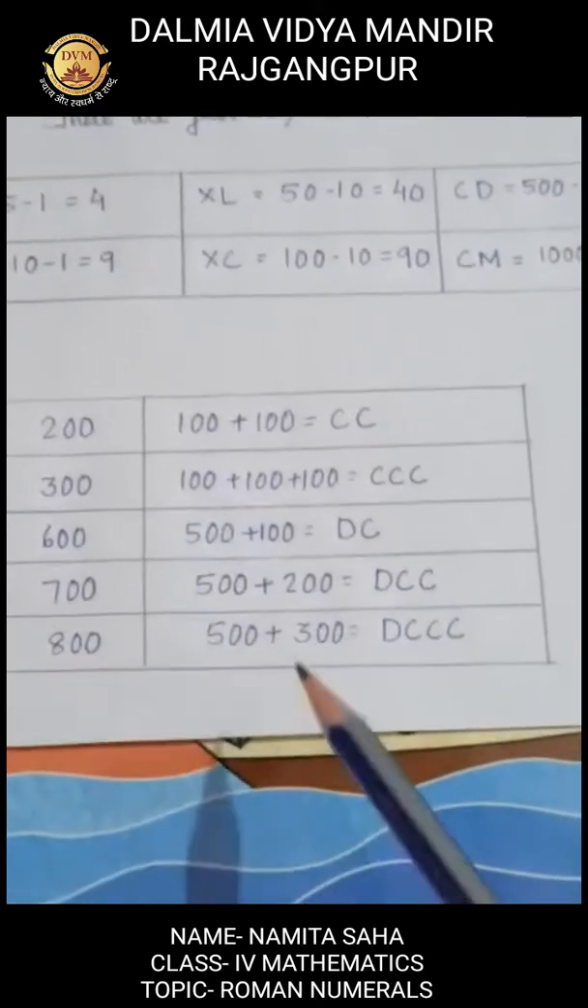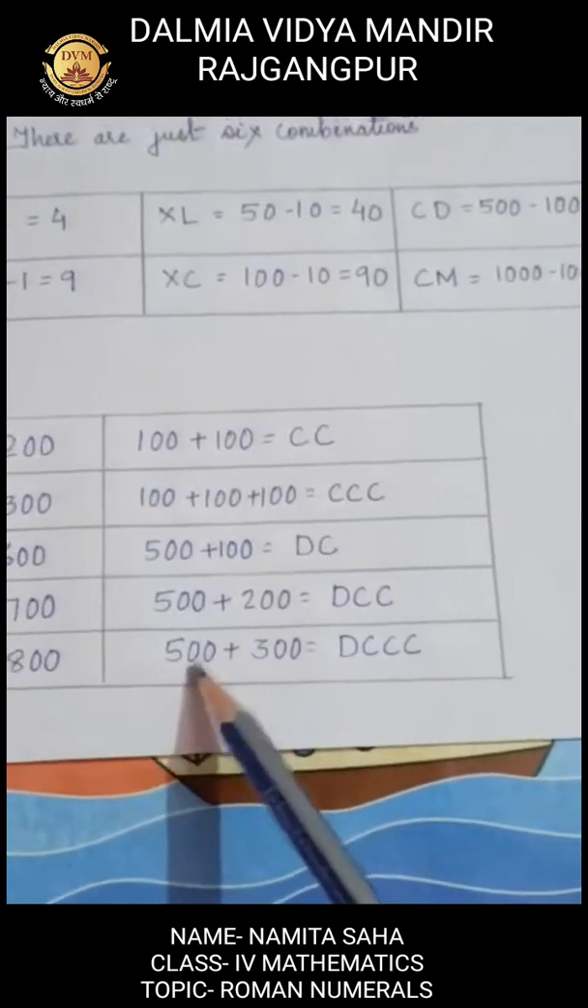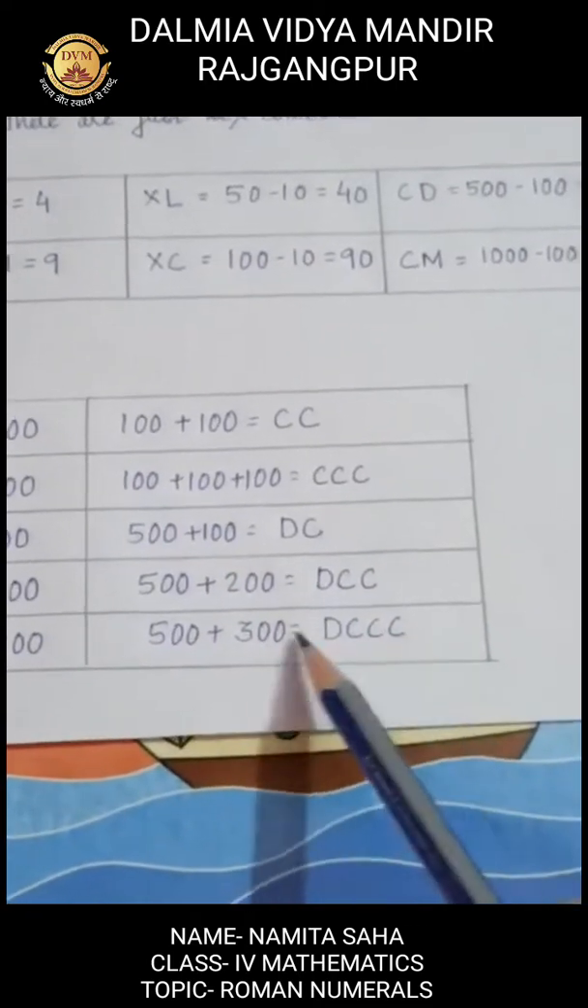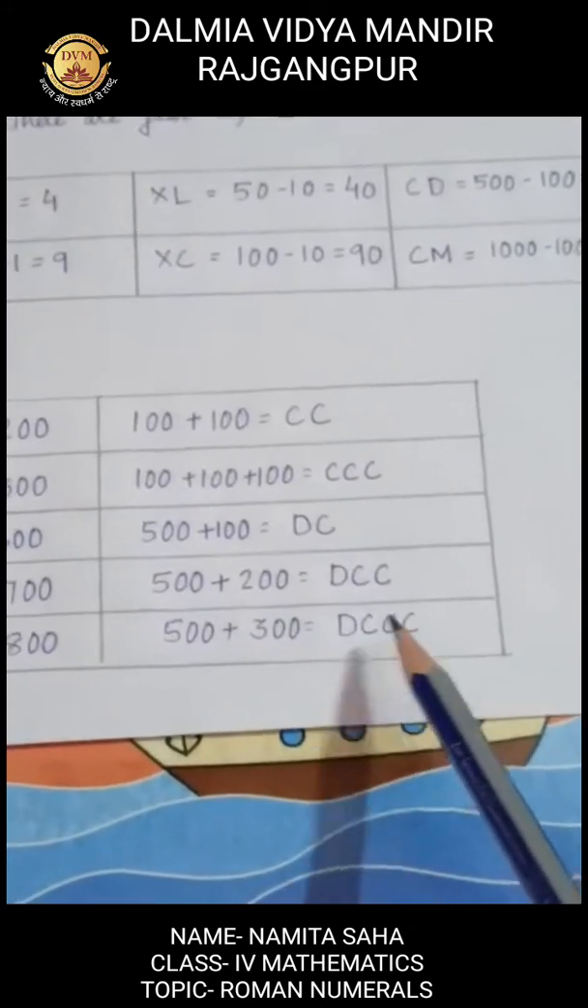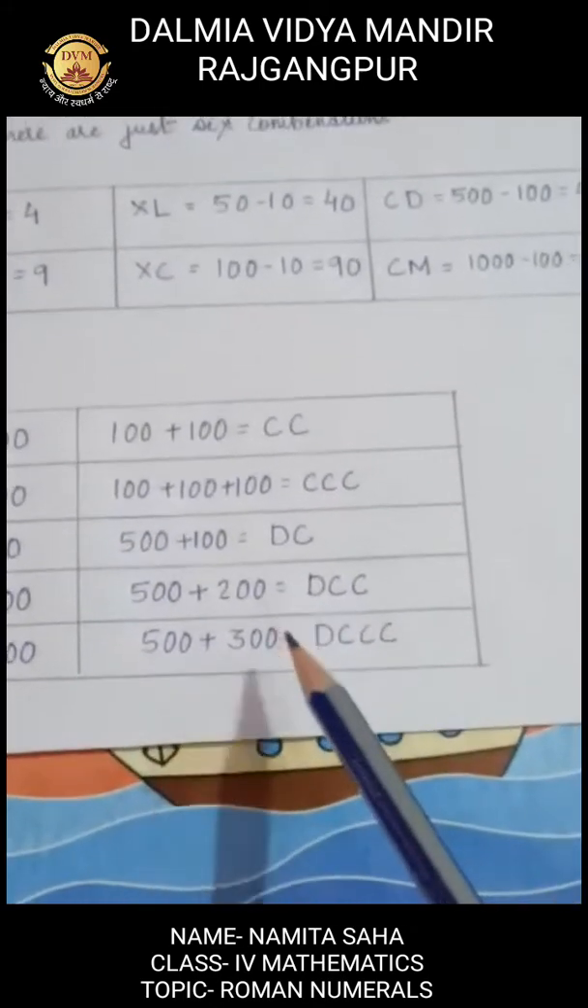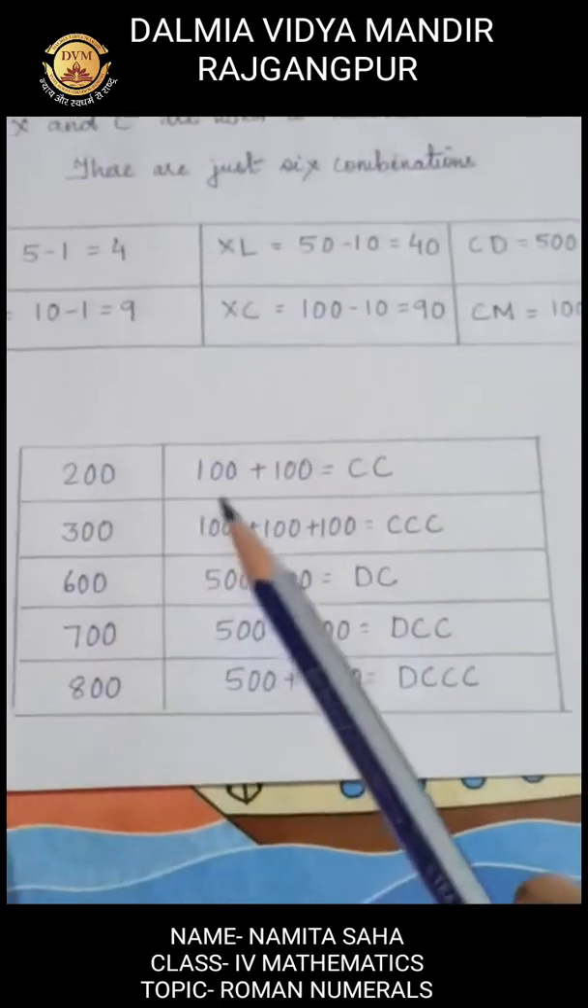Like 800. 800 is 500 plus 300. D stands for 500 and CCC stands for 300. So the symbol will be DCCC. Now it is very easy to write Roman numbers if you follow these rules.